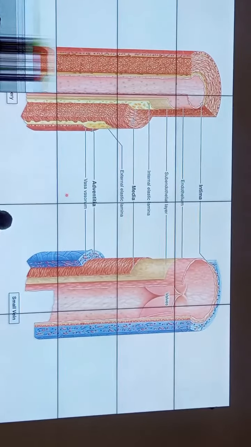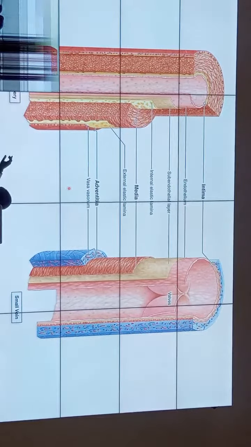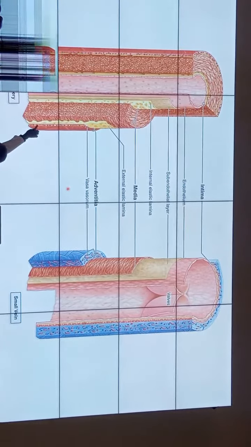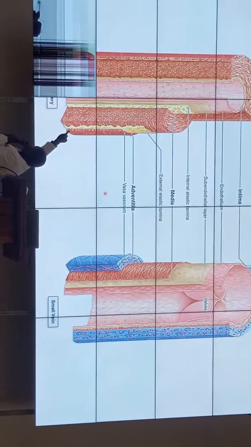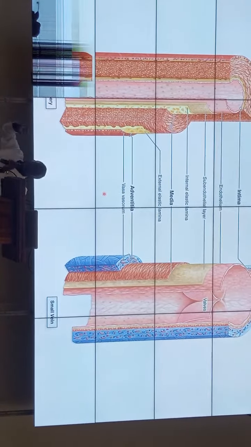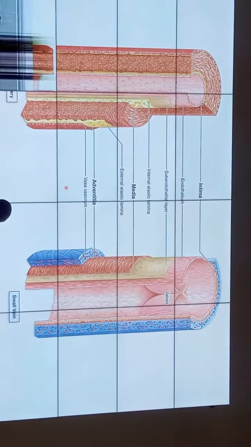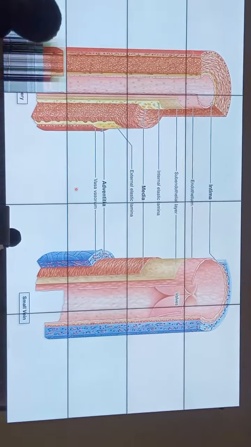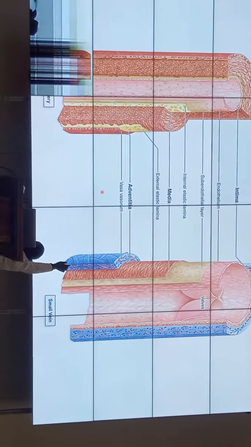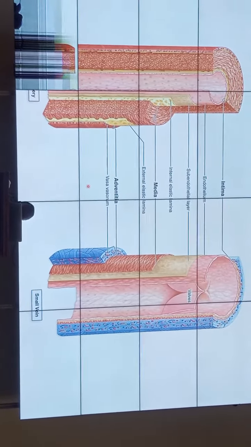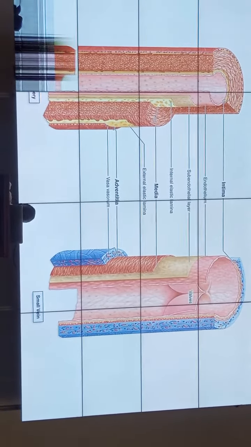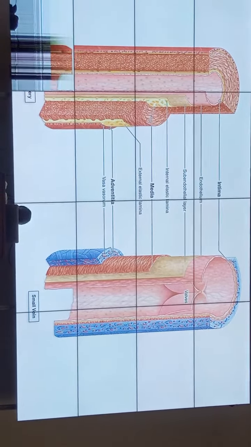So I'm sure you can see little blood vessels here, right? In the walls of a blood vessel. So these are the vasa vasora. Can you see the same also here? These are the vasa vasora. Okay. So let's now talk about arteries.